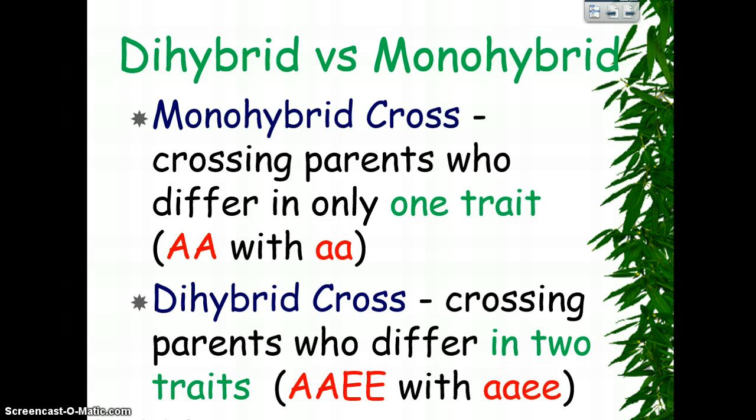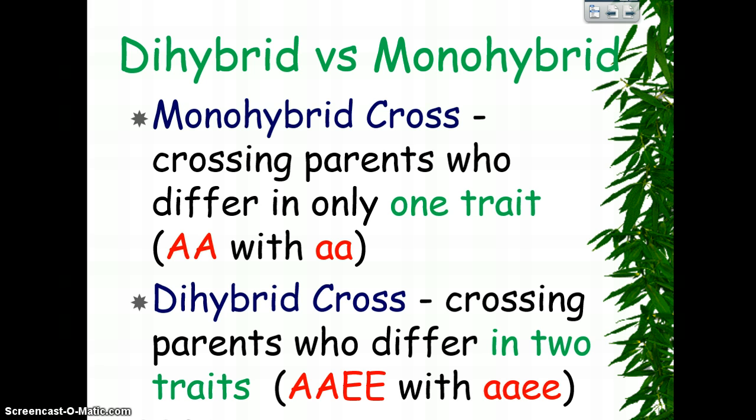So he crossed, let's say, big R with little r. After he did all those experiments, he wanted to know: does the gene for height control the gene for seed shape? Does being tall determine if it is round or wrinkled? So he did something known as a dihybrid cross, where you're crossing and looking at two traits at one time, so you're going to have two different letters. For the example here, you'd have maybe the A representing height and the E representing seed shape.